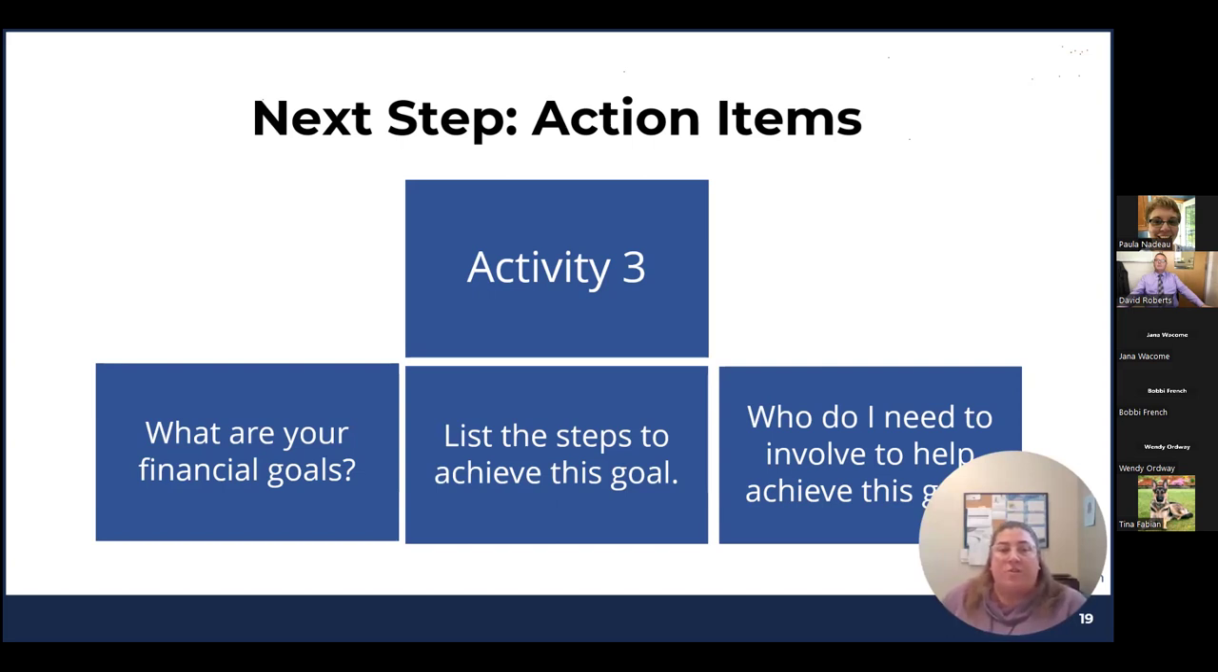What are you looking to add to? Do you not have any financial goals? Take a look at that. Then you're going to list the steps to achieve that goal. And then who do you need to help you achieve that goal?